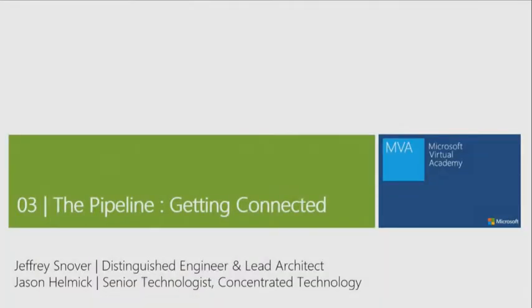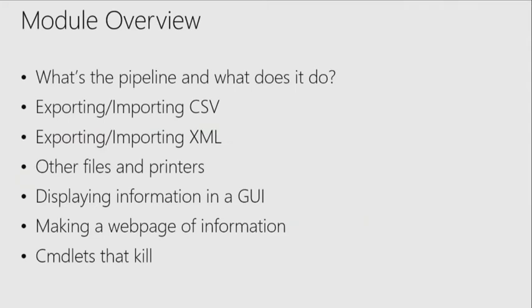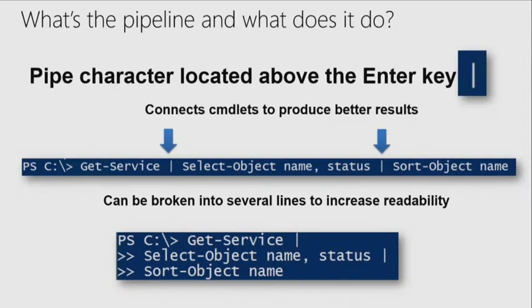So our third topic for the day is getting connected with the pipeline. And the first thing is, yeah, we're going to go through all of this. So there's the Qt module overview. But take a look at this. What's the pipeline? First of all, look at the character here. See this character? Okay, this is located above, like it says right here, located above your enter key.